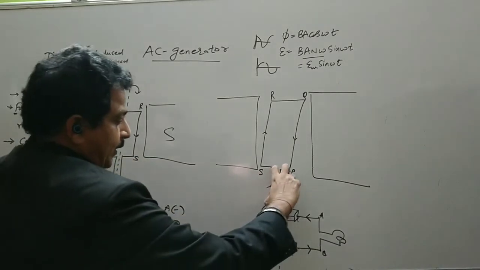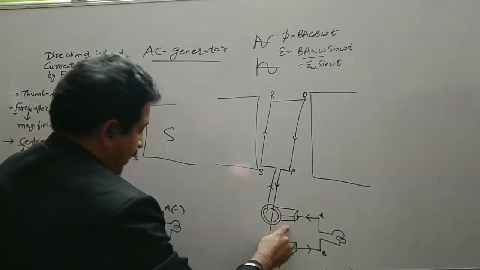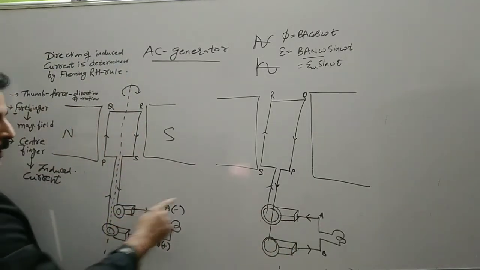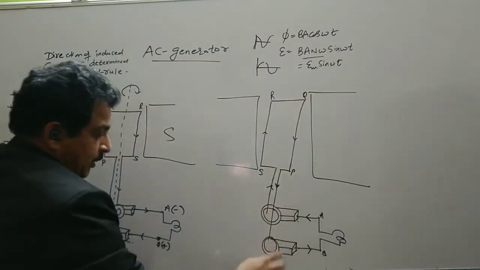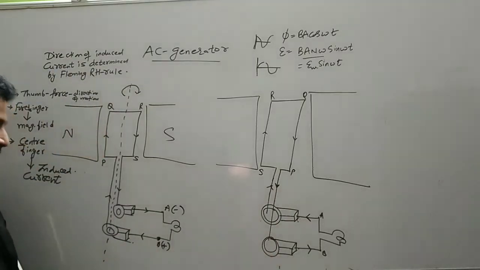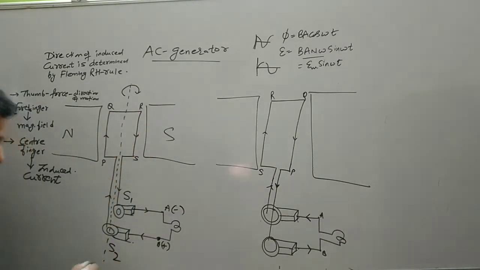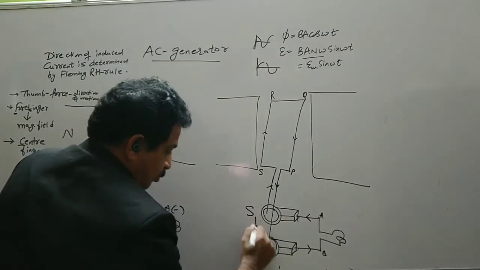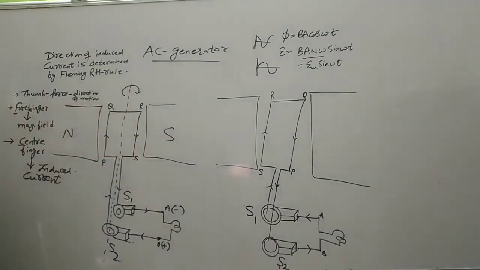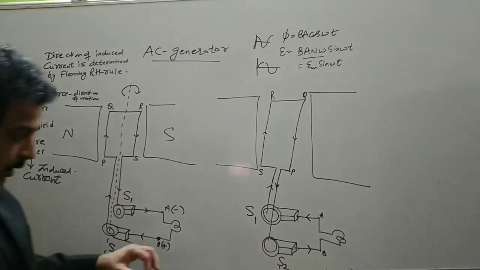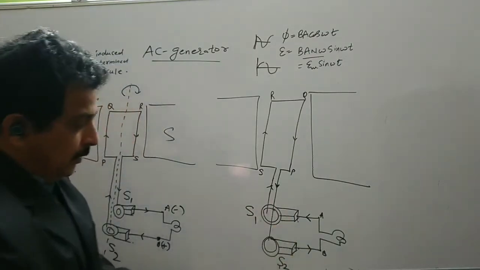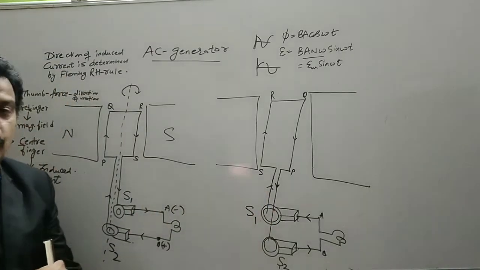So this length is shown smaller as compared to PQ. The smaller length is connected with this slip ring, and the longer end is connected to slip ring B. We have two slip rings, which we named S1 and S2. RS was connected to S1, and PQ is connected to S2. This is my slip ring S1, this is my slip ring S2. So the slip rings are also in motion.